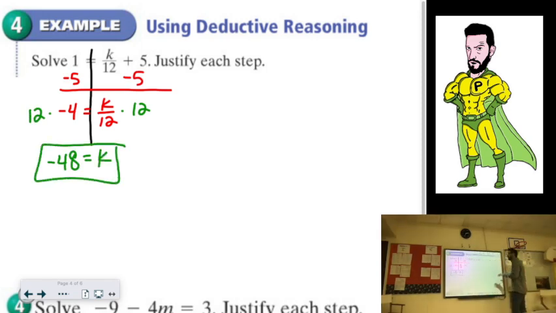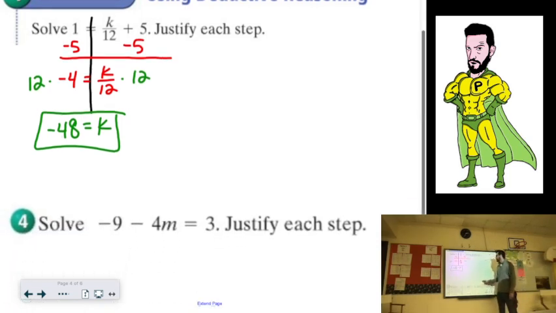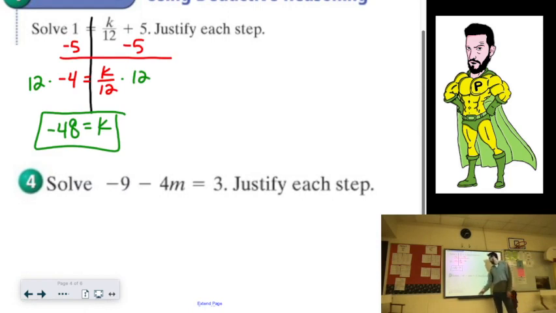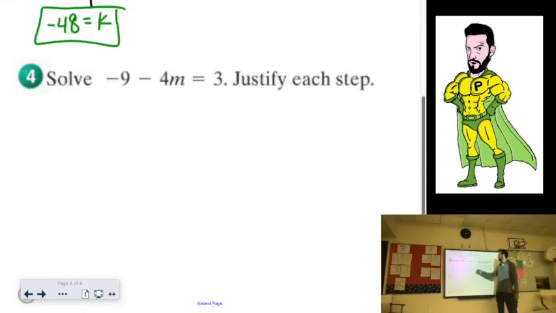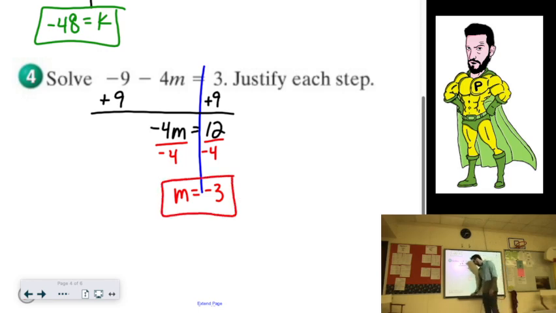Alright, cool. Now I have one here for you to try. So just like before, I'm going to have you pause it, try it, and then check back in and see if you got the same answer I did. Okay? So give it a whirl. Add the 9 to both sides. -4m equals 12. That's -4 times m, so we're going to divide by -4. 12 divided by -4 is -3. Again, I'm hoping you got that right. I'm rooting for you.